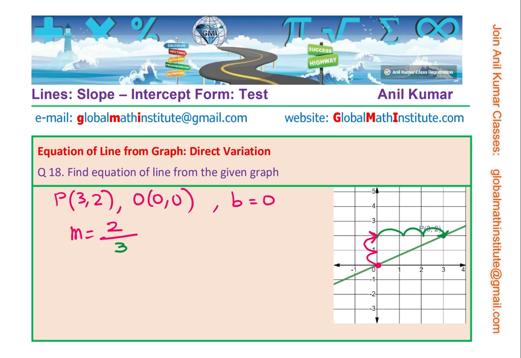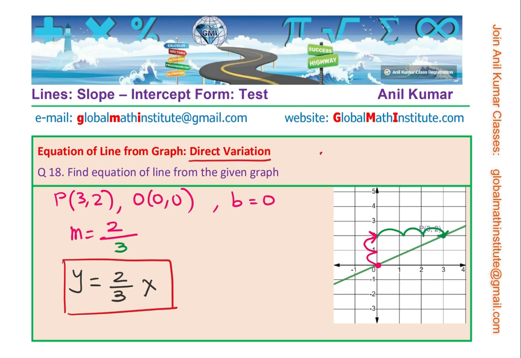You can definitely use the coordinate points and subtract, get the answer. But I will use this simple method whenever it is easy to use. So we have the equation as y = (2/3)x. Did you like this method? So this is another way of finding the equation of line very easily, right? So these are the cases of direct variation as mentioned here.